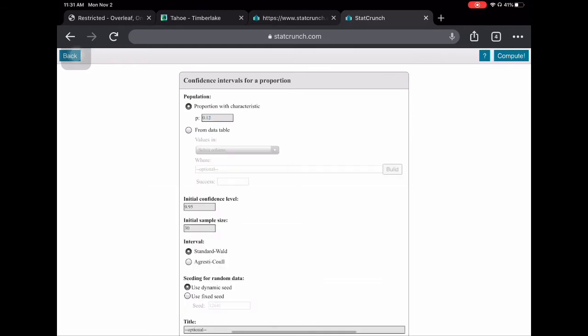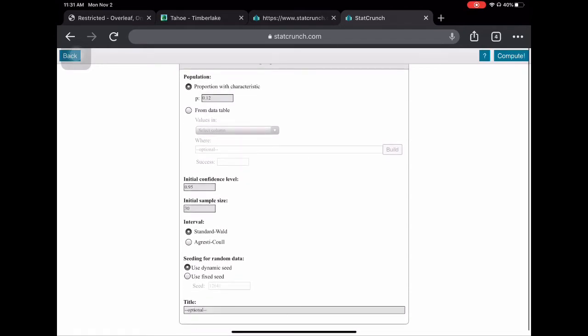And then we also want to change the confidence level. So if we're going to do, let's say, 95% or 90%, we would do that down below where it says initial confidence level. And then it asks for initial sample size. Let's go ahead and do 100 and compute.